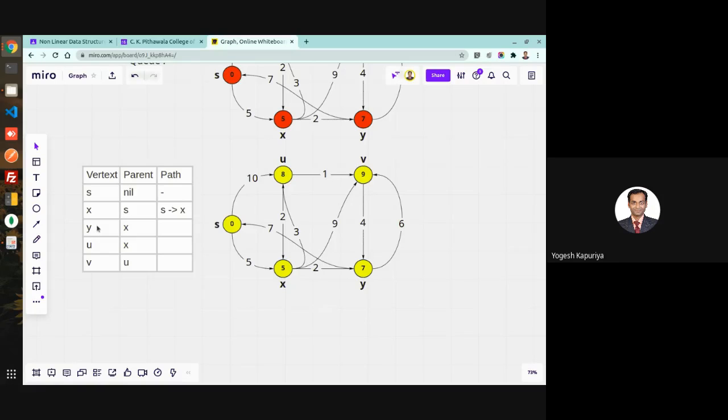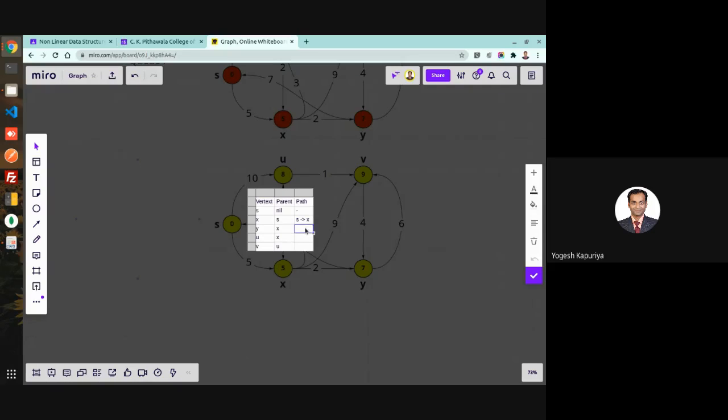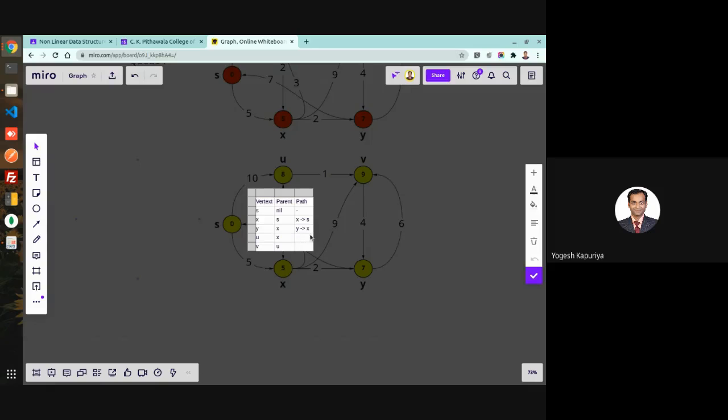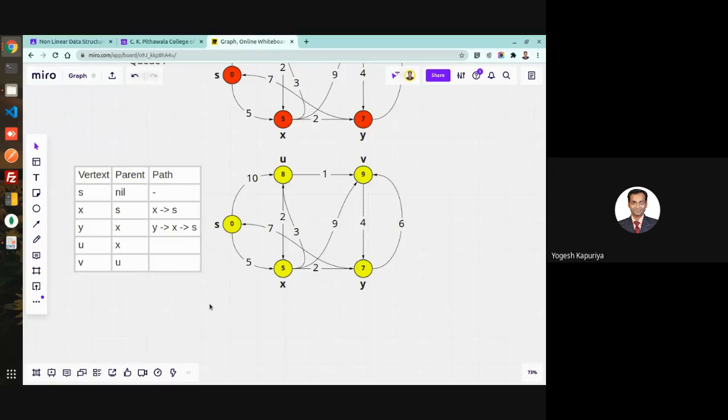Again here, Y is child of X, or you can say Y is connected to the source vertex via X. So there is one path from Y to X. But remember, we are interested in path from a source vertex to every other vertex. So then again you have to append this path. What is the path of X? Sorry, I think this should be written like this for simplicity, right? So what is the path of X? Path of X is through S directly. So what you can have is this.